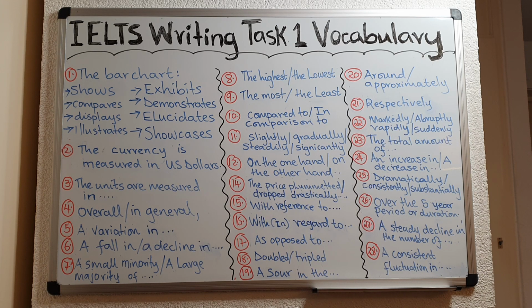Okay. Number 27, a steady decline in the number of. Now, if you remember, I said steady means gradually, slowly by slowly, slowly but surely, consistently, steadily. So a steady decline. A decline means that it has gone down. A decline means it is a fall. If you remember, I explained in number 6, a decline means it is falling.